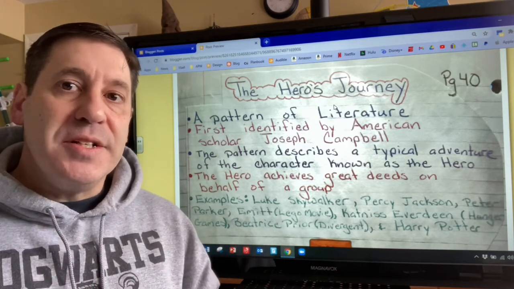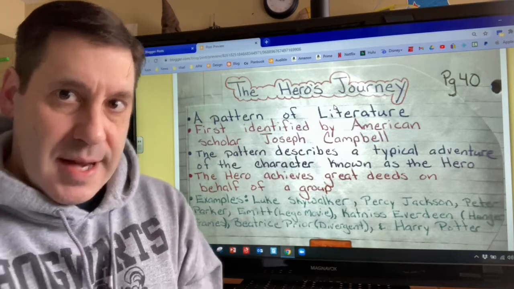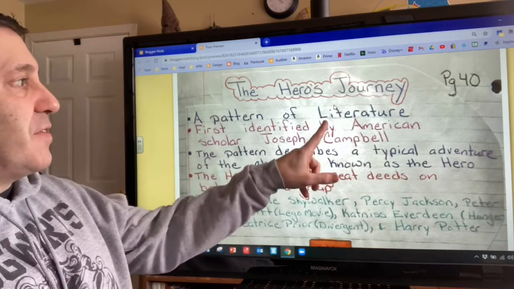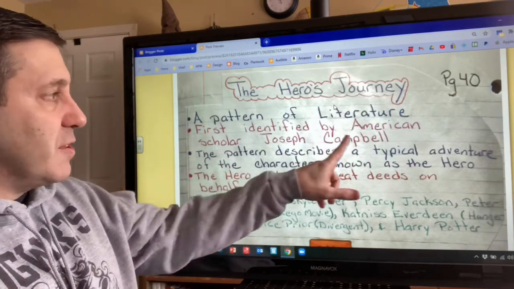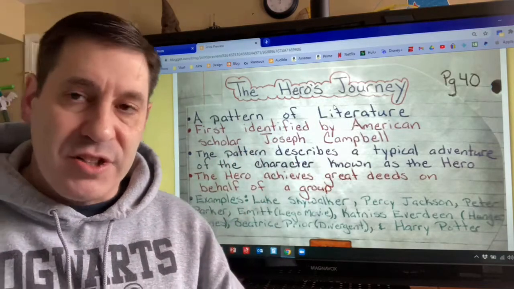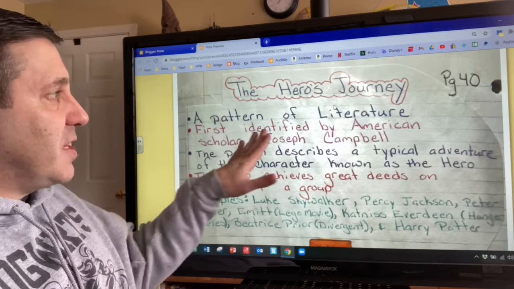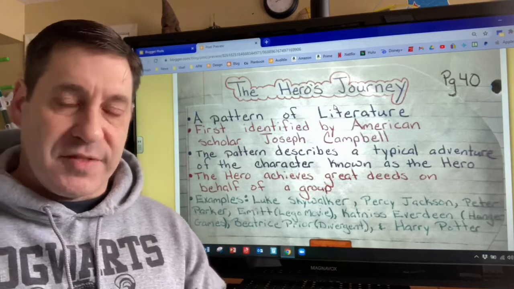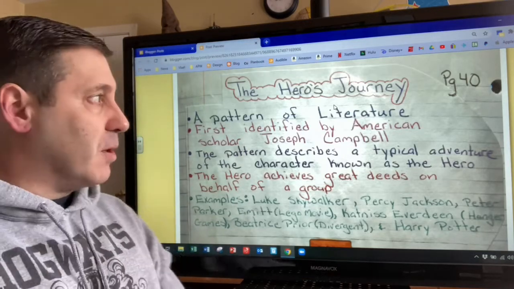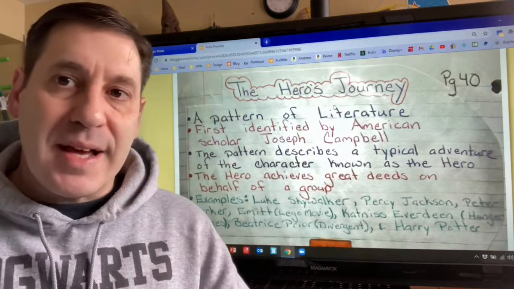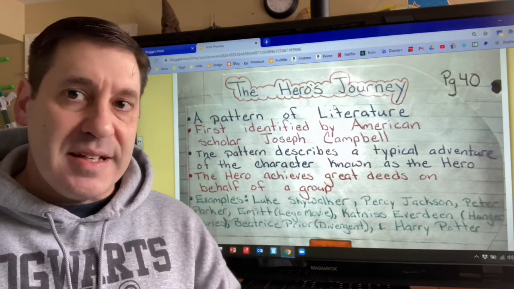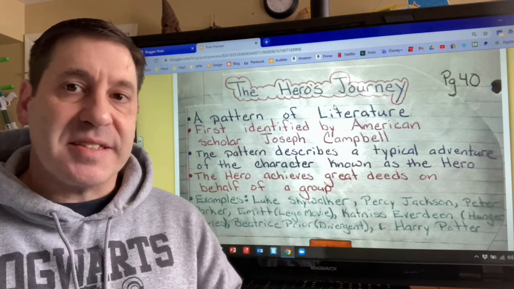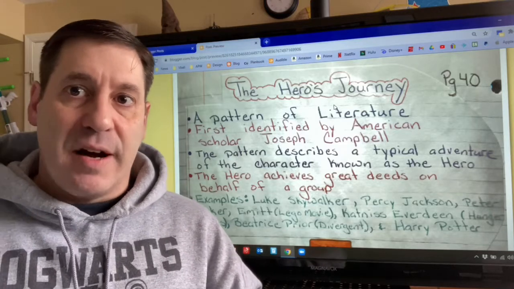The second thing that you need to know about the hero's journey is the second bullet right here. And it was first identified by American scholar Joseph Campbell. You are going to need to know his name, Joseph Campbell. So this was first identified. The pattern was identified. I want you to understand that. It wasn't created by Joseph Campbell. It was identified by Joseph Campbell. He is an American scholar. And what that really means is he is just someone that made it his life's work to study, to study academically. He is a scholar, so he's always in a place of studying.